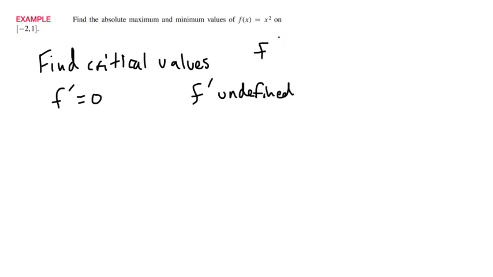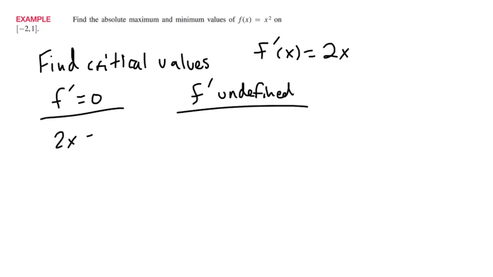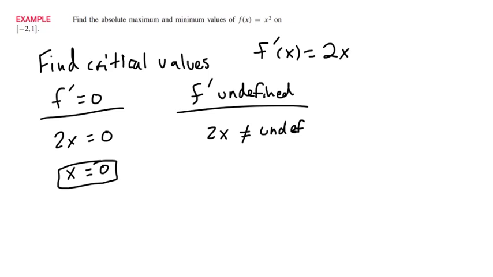So first we have to find the first derivative. The first derivative of x squared is just 2x. So we want to say, well, when is 2x either equal to 0 or undefined? When x is 0, then the first derivative equals 0. And if 2x was ever undefined, that would give us another critical value, but that's never true. So 2x will never be undefined on this interval.